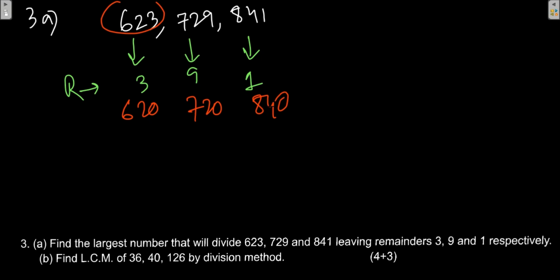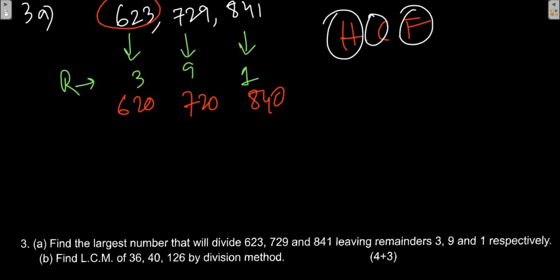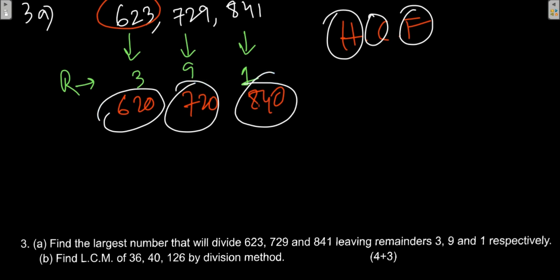Now they have told us there is a large number which will divide all these 3. So we need to find out the HCF here, because you know HCF means highest common factor. So there is a number which is dividing all of them, which means they all share a common factor.